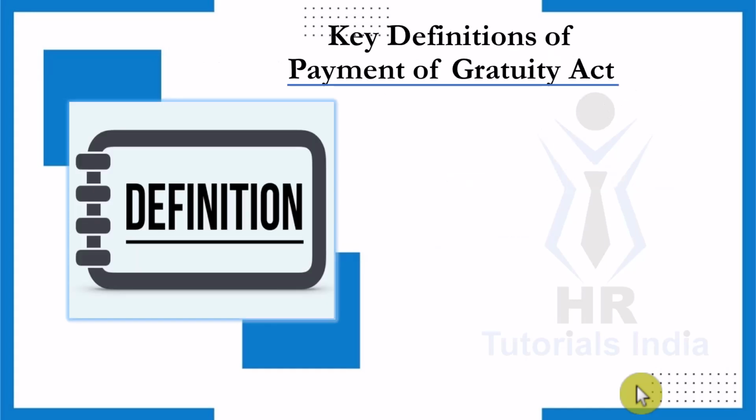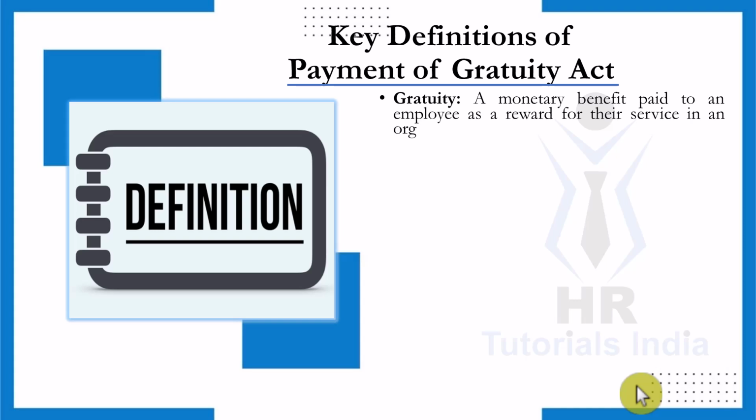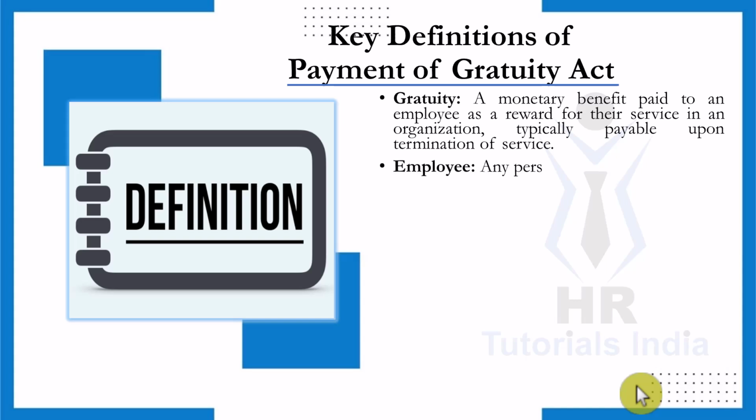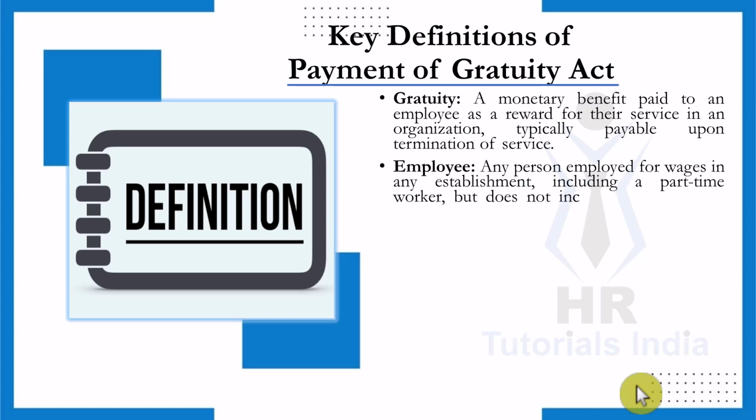Key definitions of Payment of Gratuity Act. Let us understand the key definitions under the Gratuity Act 1972. Gratuity: this is a monetary benefit provided to an employee as a reward for their service in an organization. It's typically paid when the employee's service ends, whether through retirement, resignation or termination. Employee: in the context of this act, an employee refers to any individual working for wages in an establishment, including part-time workers. However, it does not include those engaged in casual or seasonal work.